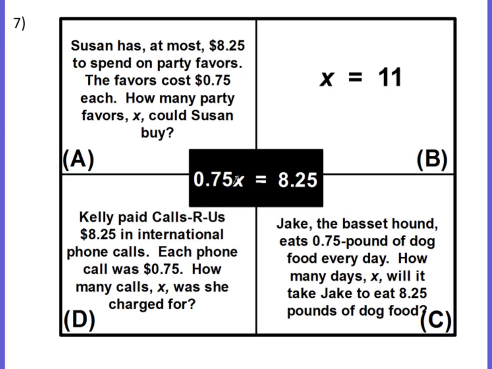Number 7, what is the imposter? What does not equal or represent 7/500ths x equals 8 2500ths? Pause the video, come back and check your answer.